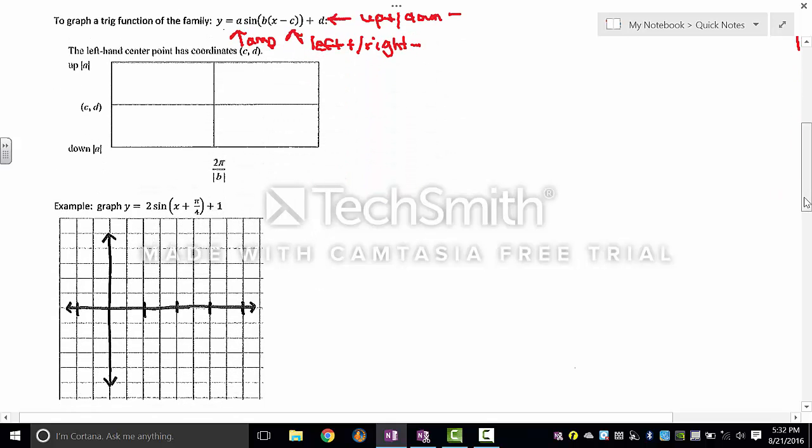Example. First, I like to write the generic function. Since this is a sine function, y equals a sine b times x minus c plus d. And then I take the equation that I'm graphing and write it directly under it so I can line everything up.